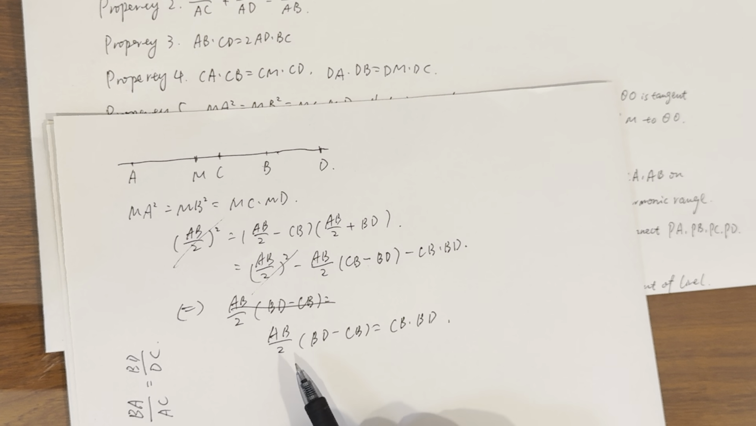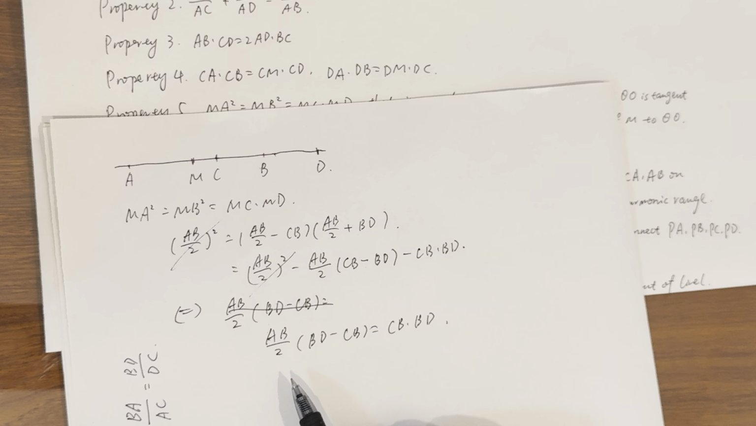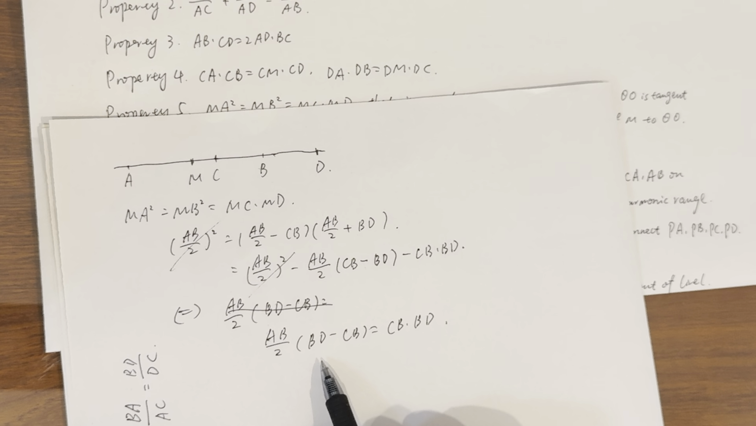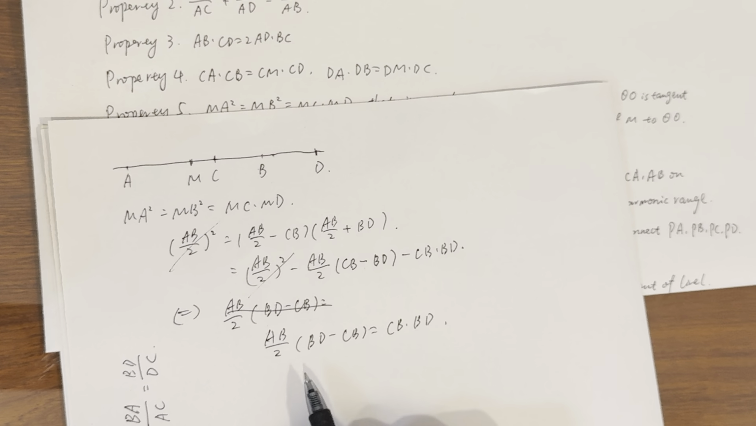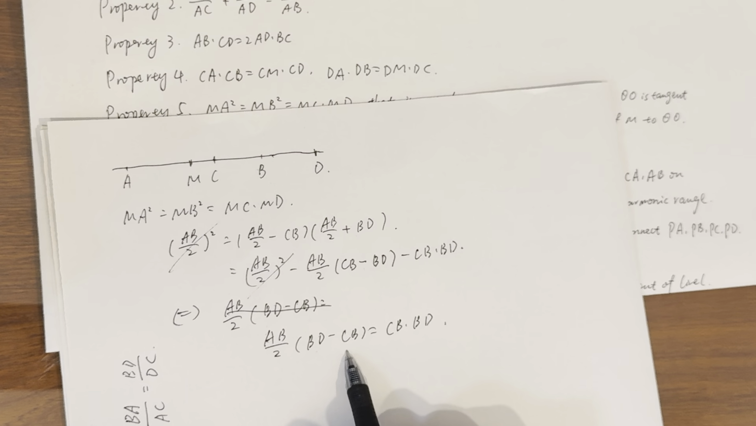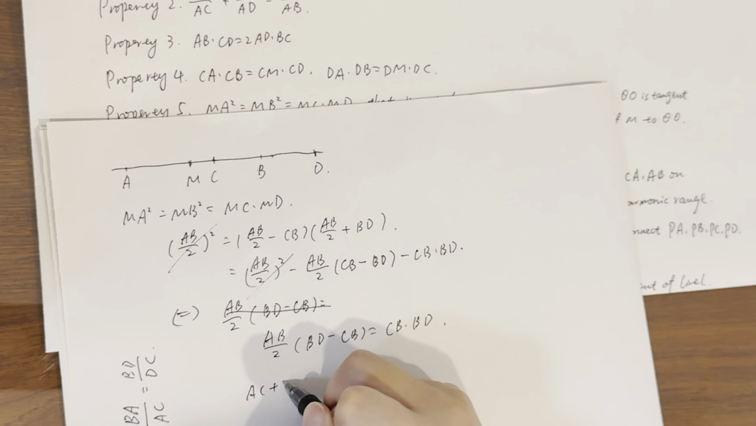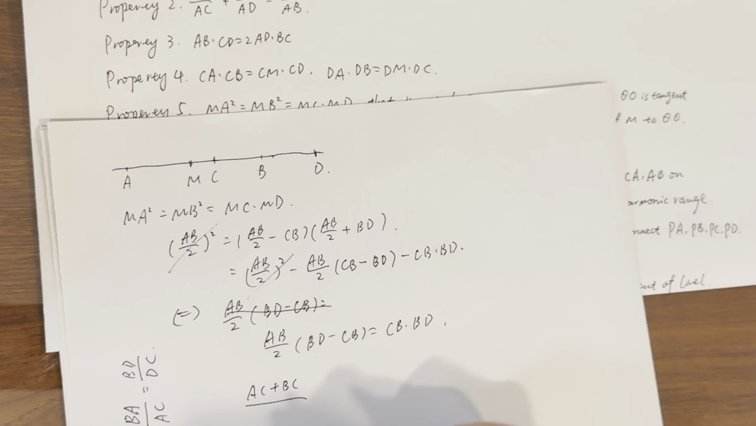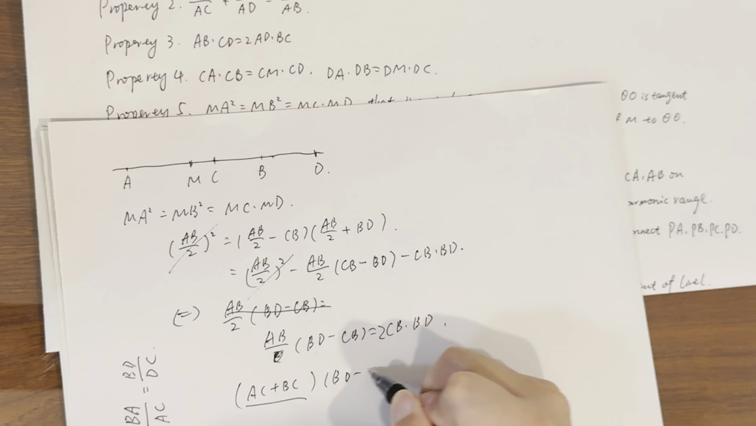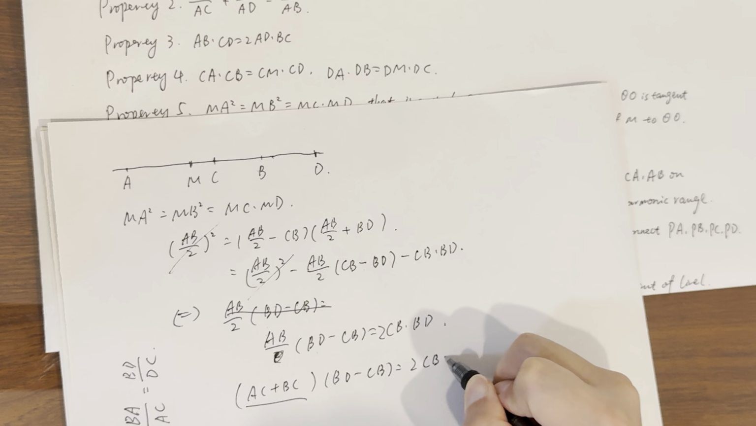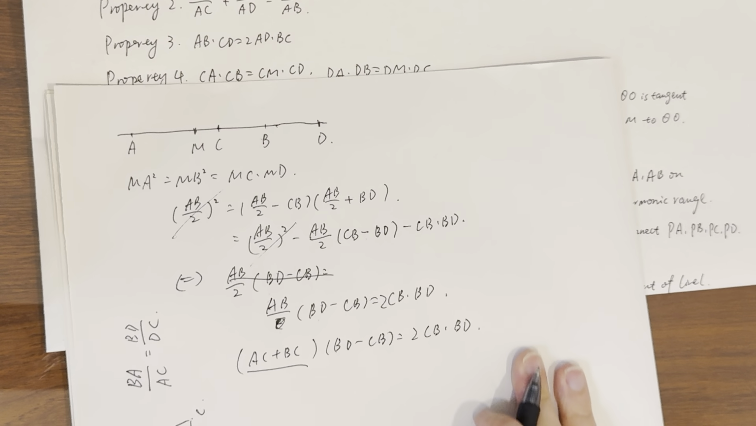And yeah, that's true. So we need to think about the BD minus CB here. Basically, we know that we can break AB, which is AC plus BC, to move this 2 over here. So this one times BD minus CB equals twice of CB times BD, right? That's the thing we want to prove.